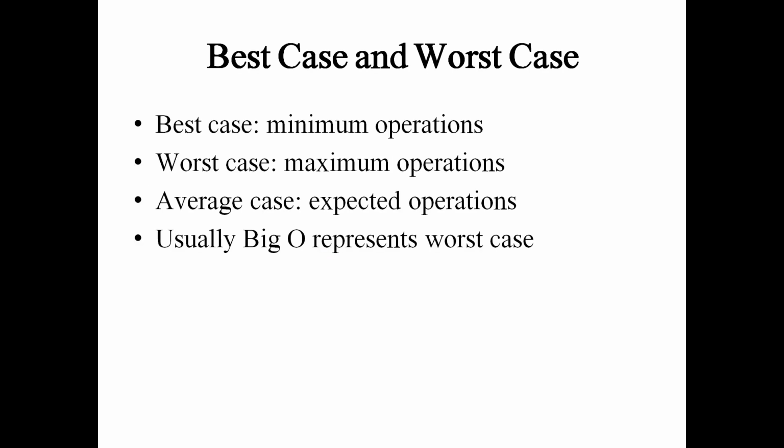An algorithm may behave differently for different inputs. Best case means the algorithm takes minimum time. Worst case, the algorithm takes maximum time. Average case means expected time for general input. When we simply write Big O, usually we refer to the worst case complexity because it gives a safe upper limit.